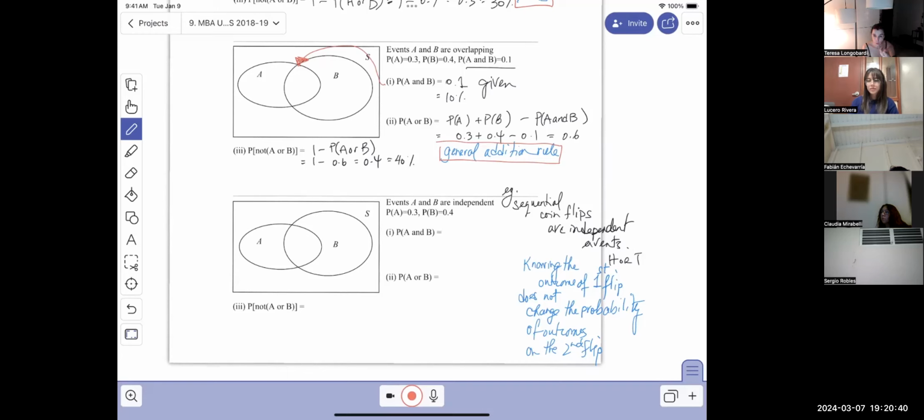After I flip the coin once and I see I have a head, the chance of seeing a head on the second try is how much? 50%. It doesn't matter what happened before. You again face the same odds. All right. That's independence. So back to this example.